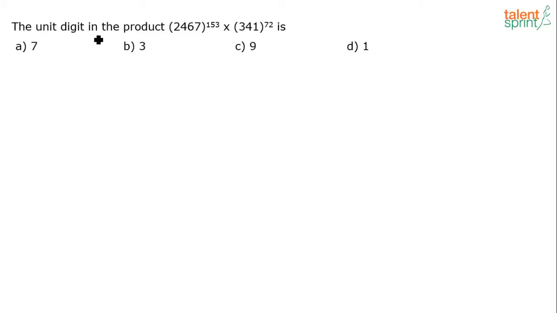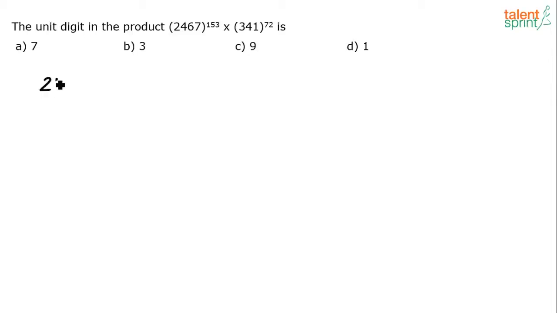So the question here says the unit digit in the product of 2467 raised to the power of 153 and 341 raised to the power of 72 is. Options are 7, 3, 9 or 1. Now looks like a complex one, but if you know the technique and the process, you'll be able to solve this in about 30-45 seconds maximum, right?